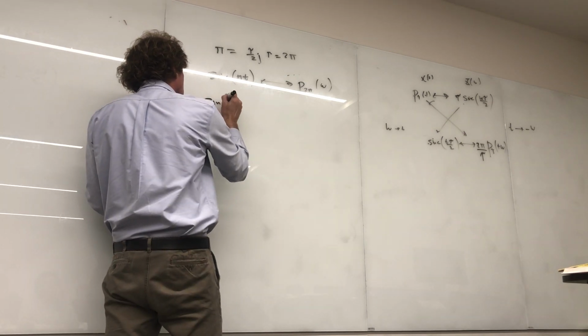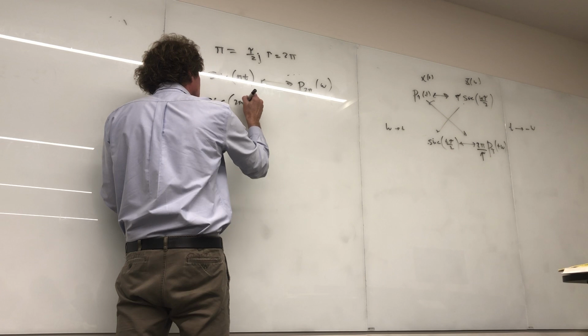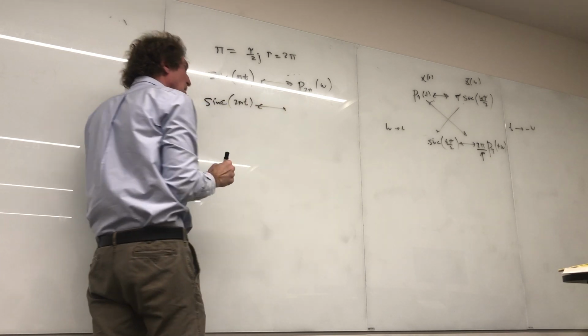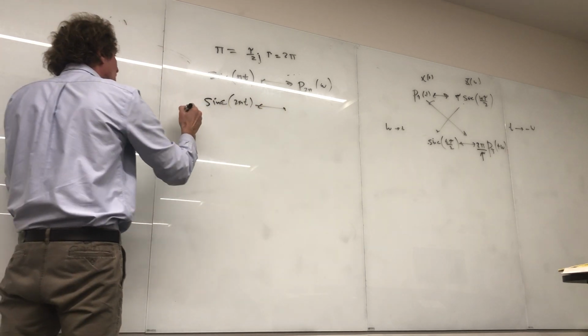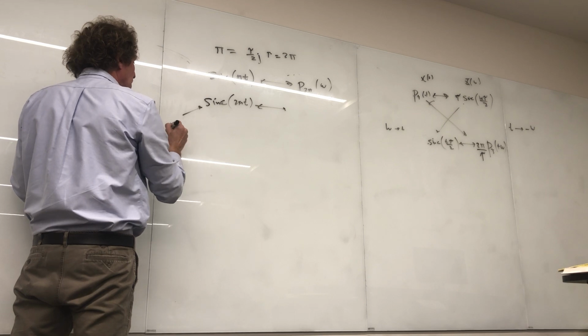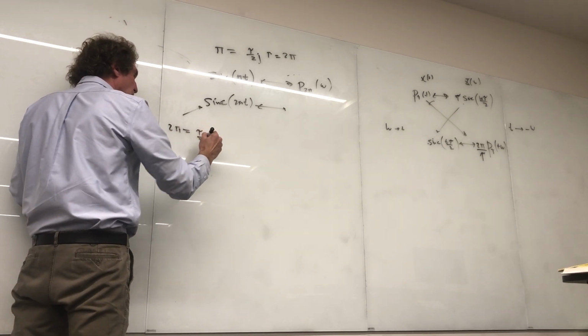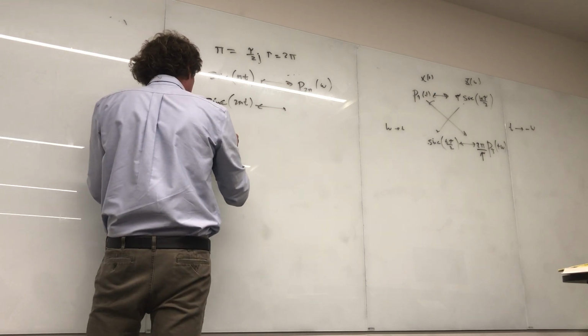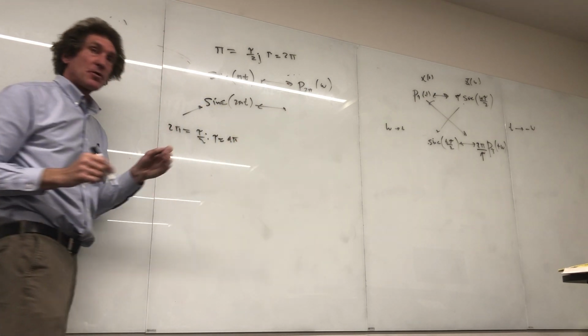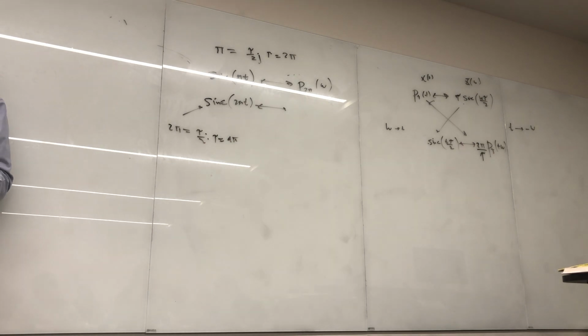The sinc of 2 pi t goes to what? Well, now for this one, what is tau? 2 pi is equal to tau over 2, or tau is equal to 4 pi for that one. Do you agree? Take a good look, right?